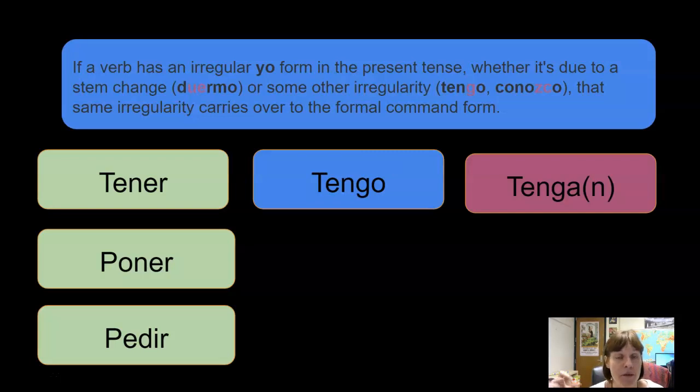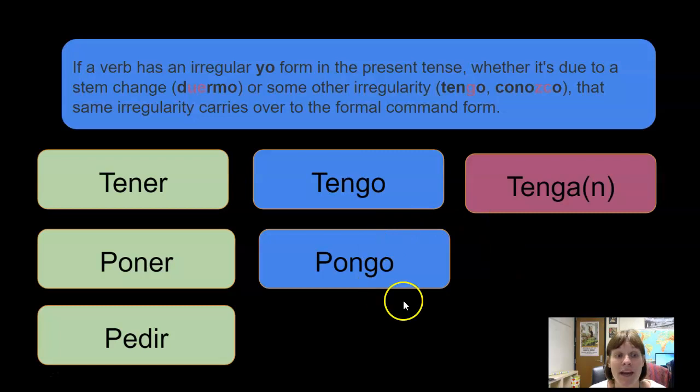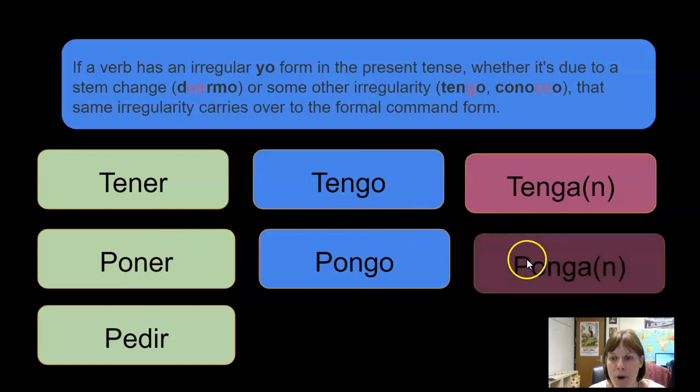Let's do the same thing for poner. So poner is also a go verb. Poner changes to pongo in the yo form. If you add the opposite endings, it would be ponga, pongan. Ponga su tarea en mi escritorio. Put your homework on my desk.